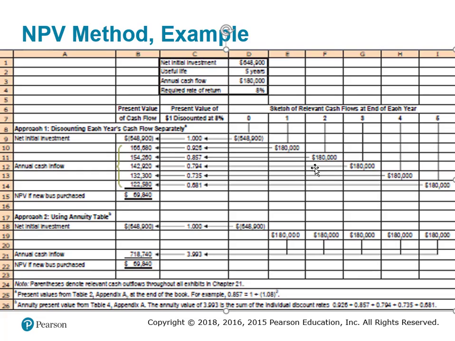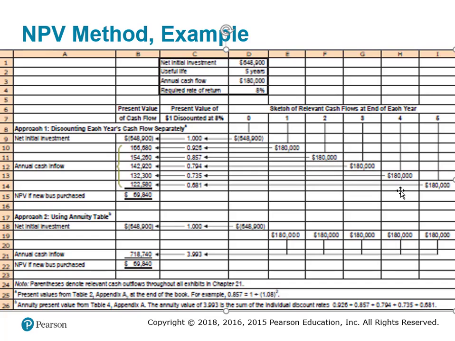And the project earns $180,000. It earns $180,000 each year, okay. But we're going to discount it back to today's dollars. So if I spend $548,900 today and get cash inflows of $180,000 for the next 5 years, the net present value of my project is $69,840.